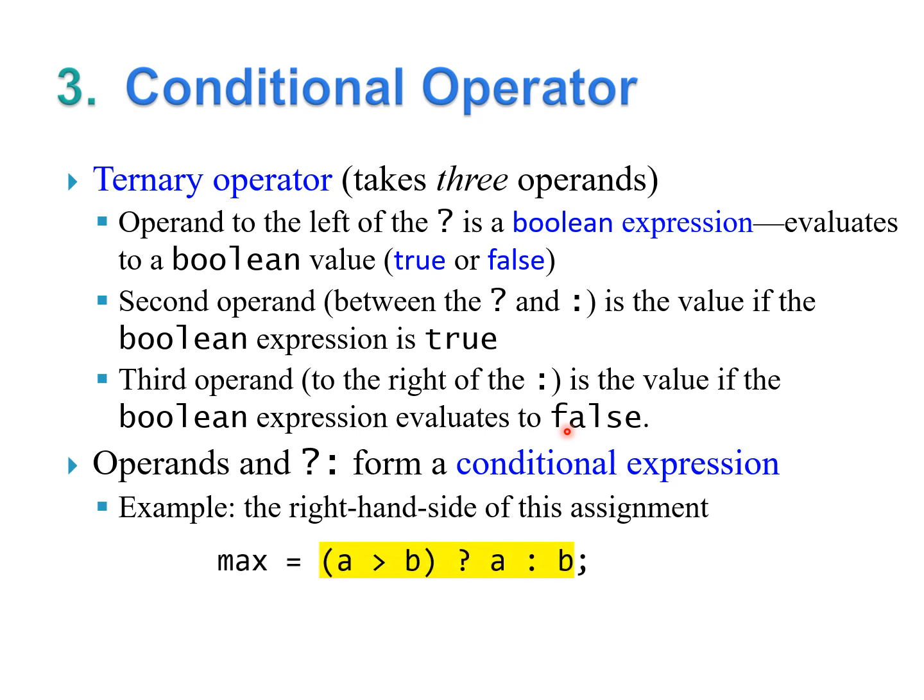The operands and the question mark and the colon form a conditional expression. For example, the right-hand side of this assignment statement is a conditional expression which evaluates to the value of variable A if the Boolean expression A larger than B is true, and to the value of variable B if this Boolean expression is false.